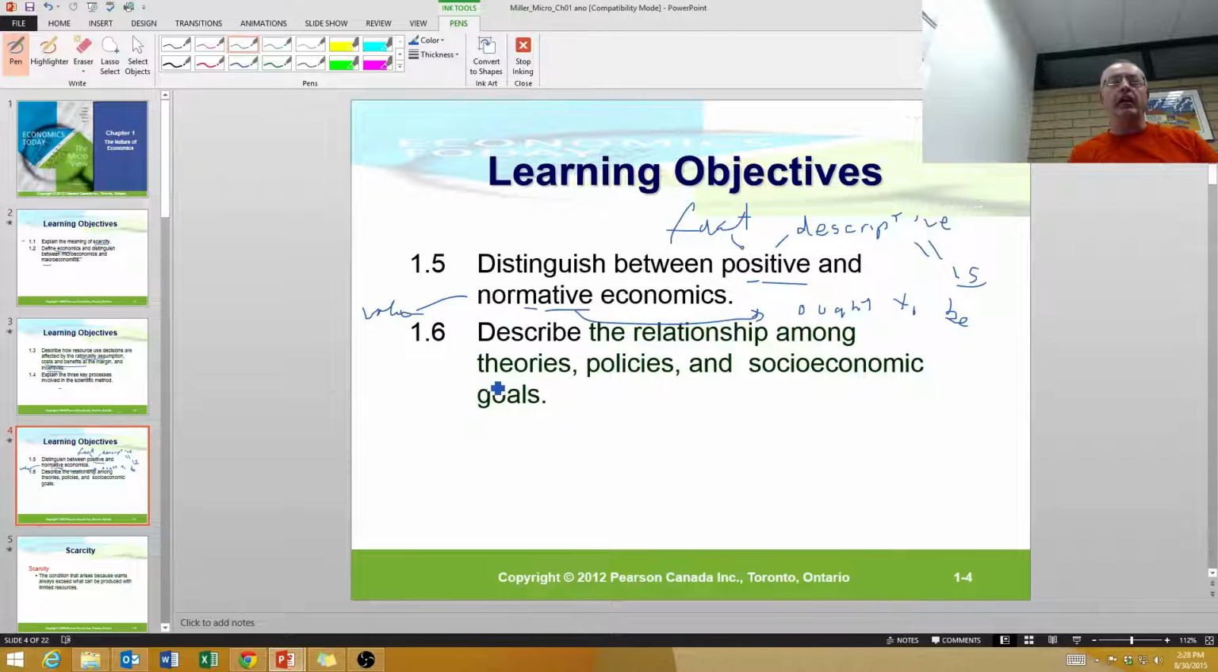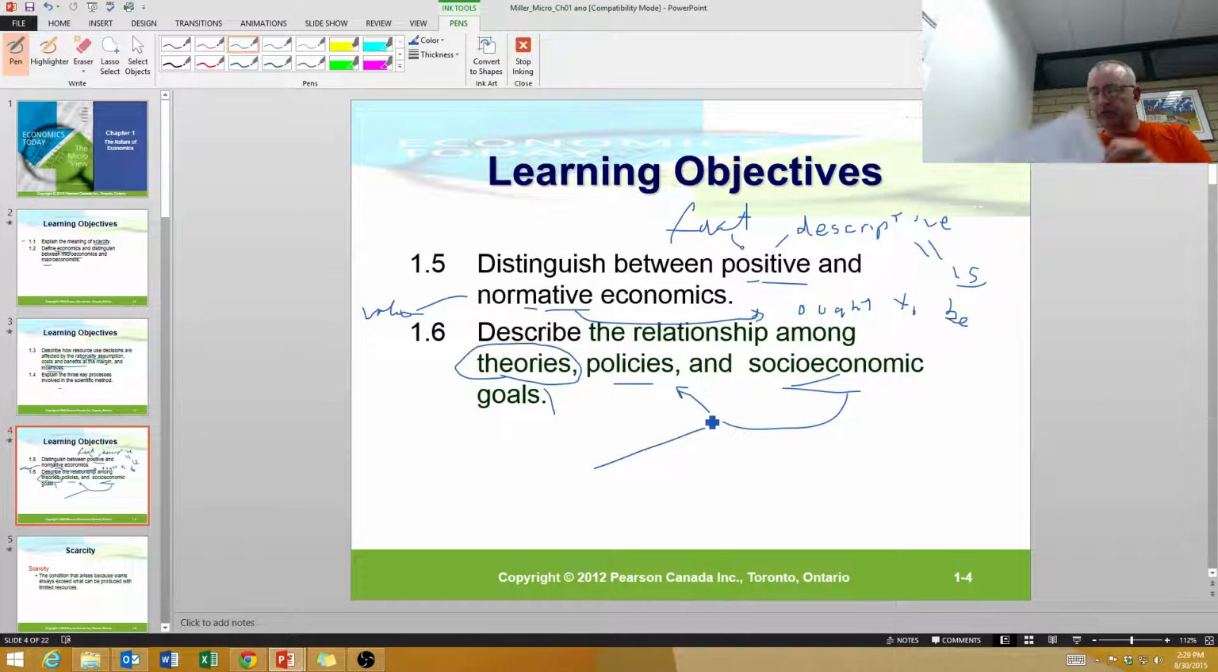Okay, and then finally we very briefly look at some relationships between economics and government policies, socioeconomic goals. So we as citizens of Canada, or we as citizens of Alberta, elect people to political office. We have certain social and economic goals. The government comes up with policies, and the policies are based on economic theory to achieve these economic goals that the people are in favor of.